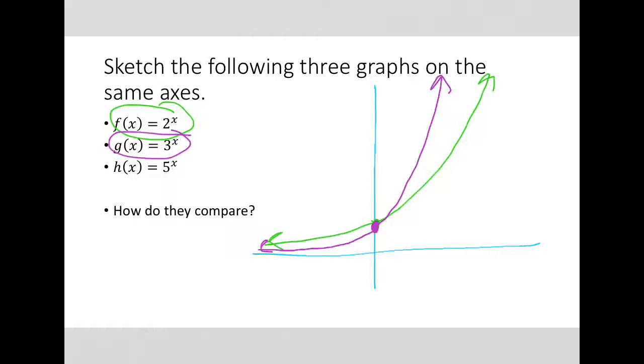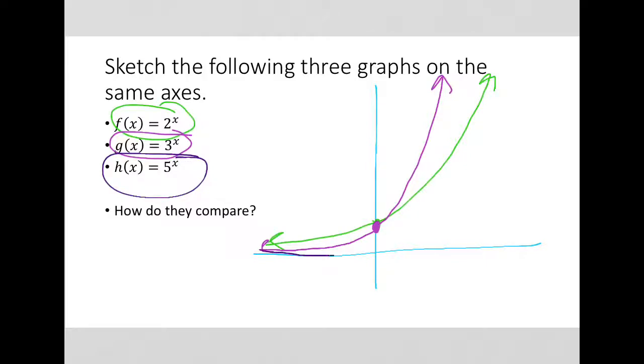And finally, let's look at h of x equals 5 to the power of x. Same idea, except it's going to start even later, rise more steeply like that. But each time, you're just going to get a modified version of the same thing. They're all going to have the same y-intercept of 1 right there, but they're going to grow at different rates.